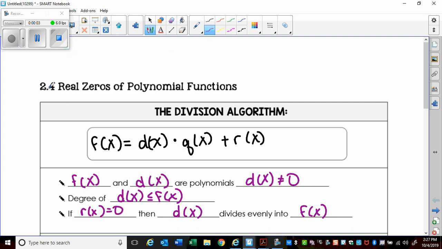Good morning. This is Unit 2, Day 4 notes, and this is a really important day. It is how to find real zeros of a polynomial.